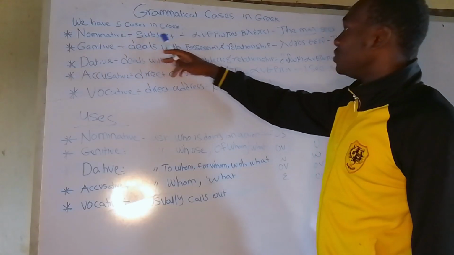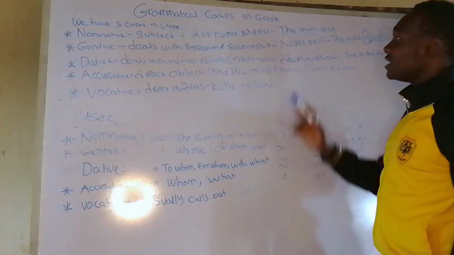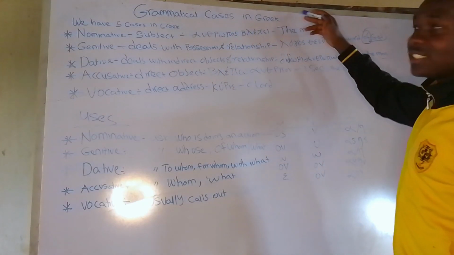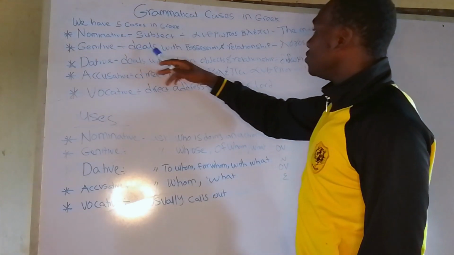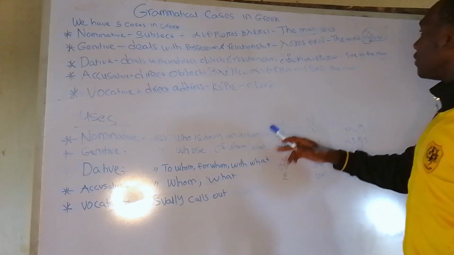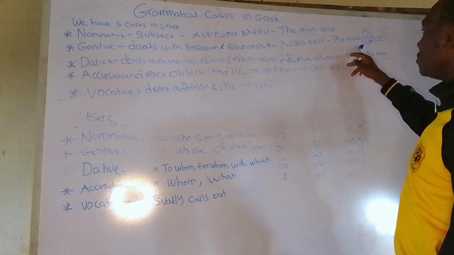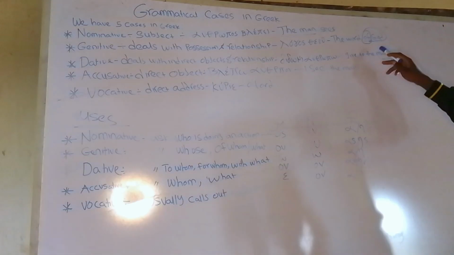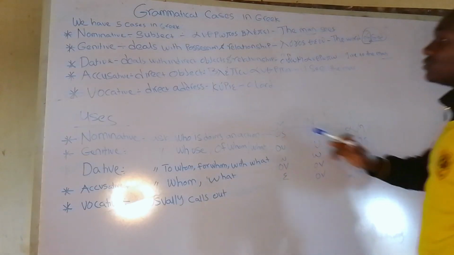The nominative deals with the subject. For example, we have anthropos lepai, which means the man sees. The man serves as the subject of the sentence. We move on to genitive. Genitive deals with possessions and relationship. For example, we have lego theos, which means the word of God. It shows the possession that the word belongs to God. It shows the relationship between the word and the God.